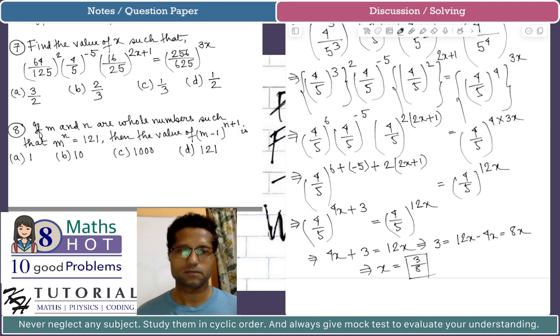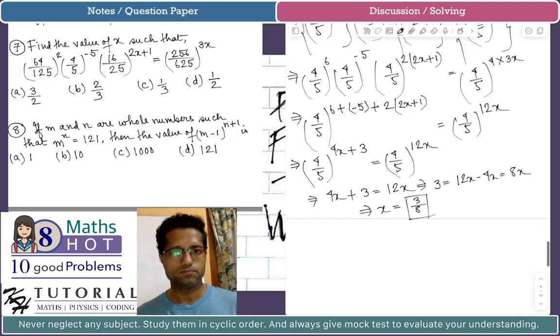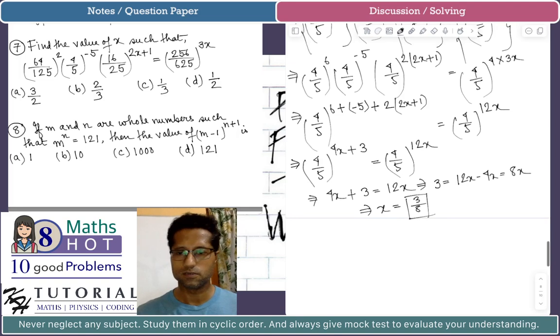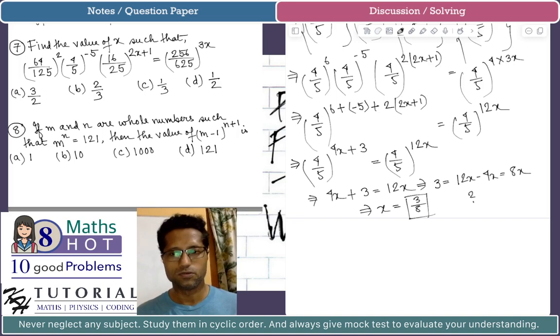12x by 5, 12x. And so my answer is coming x equals 3 by 8, and it is not there in the choice. So I will come to this question later on. So this is a question mark because no choice is given as 3 by 8. It is given 3 by 2. Why 3 by 2?